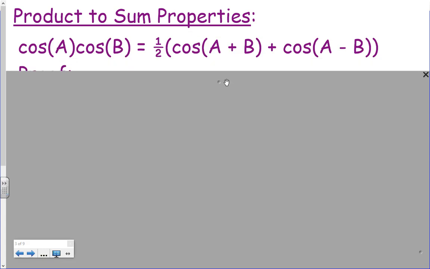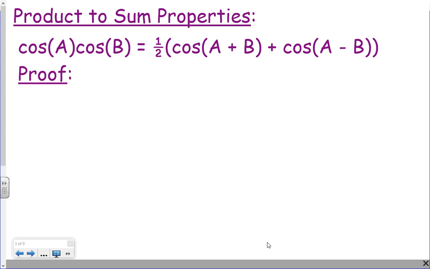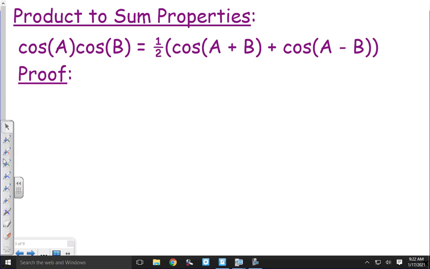The first one that we have is that the cosine of A times the cosine of B is equal to 1/2 of the cosine of A plus B plus the cosine of A minus B. Now, if you compare this with the property they give you in the book, you'll notice that in the book they actually put this 2, I'll write it that way for you.